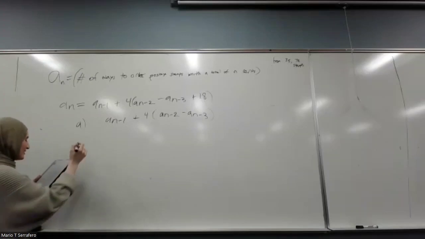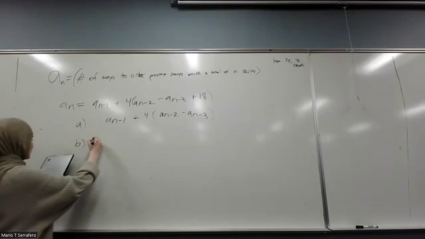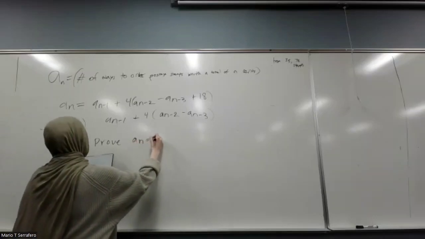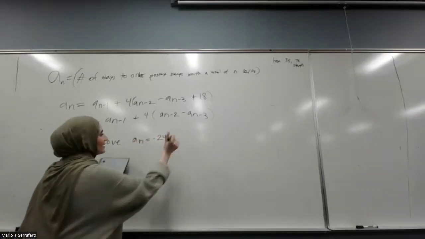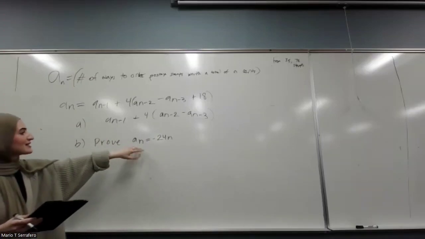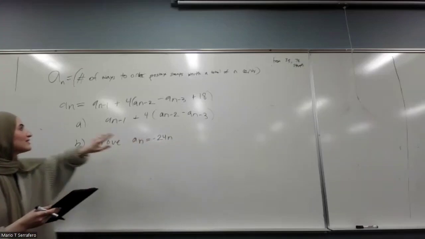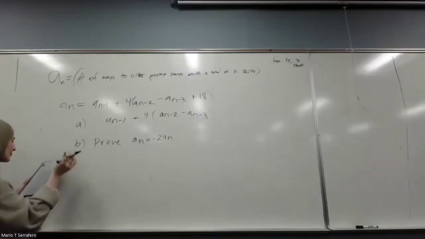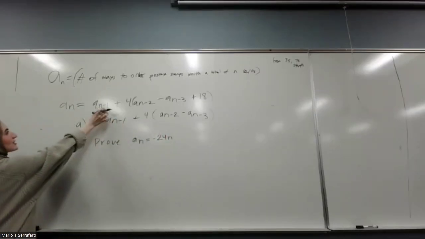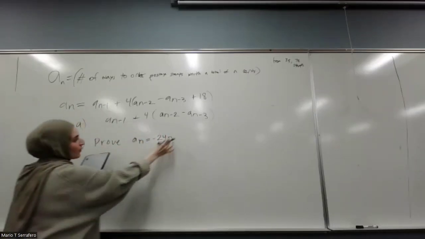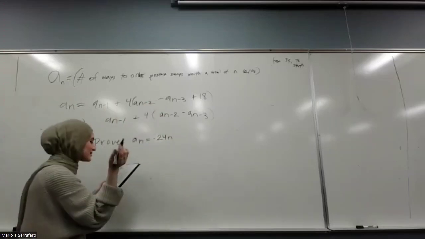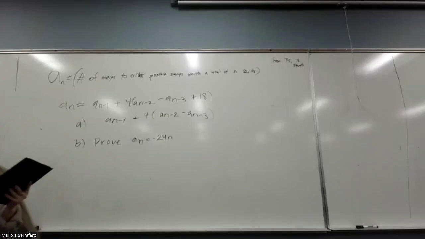Or non-homogeneous, yeah, right. So B is saying prove that it equals minus 24n. And when I first saw this, I was like, what is this kind of talking about? But essentially, since a sub n is equal to minus 24n, you're simply going to rewrite this so that anytime you see an n, you switch it: for a sub n minus 1 it would be 24 times n minus 1, and minus 2 for the other case and minus 3 for the last case. So it's simply plugging that in.